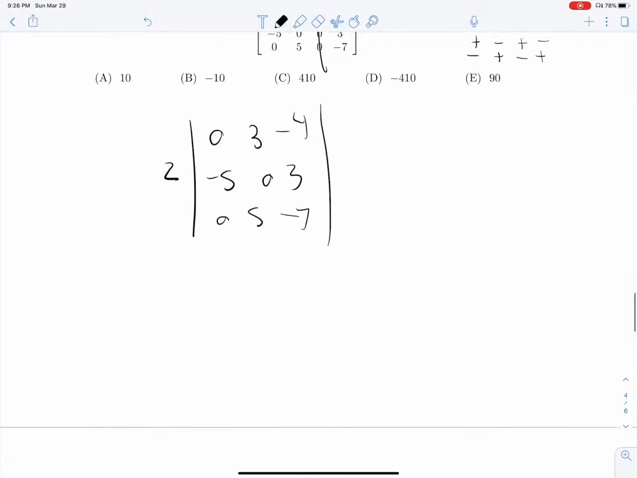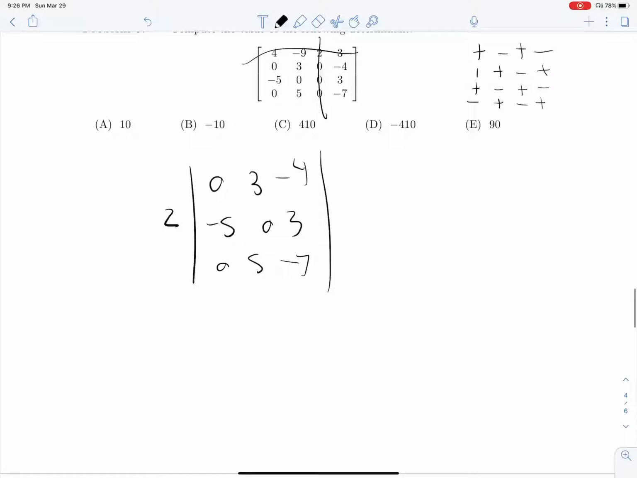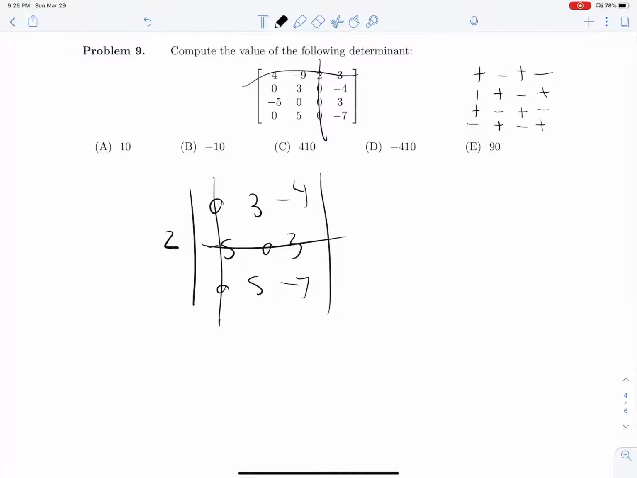And now, just to get even more complicated, we notice that since we have a 5 alone in this row with 2 other zeros, we can take that out, noting the sign that position would have. That position in this matrix has a negative sign, so we can take 2 times -5 out and multiply it by the matrix that's left, which is 3, -4, 5, -7.